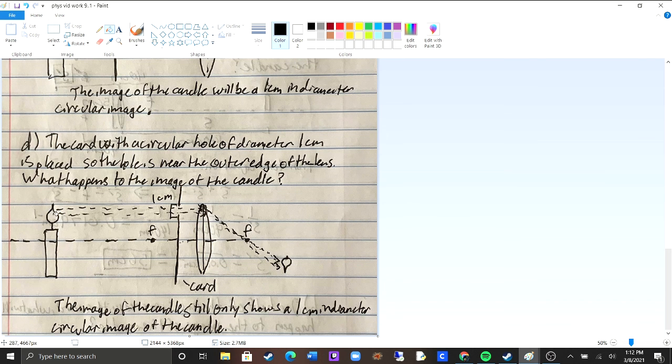and it will still show a 1 centimeter in diameter circular image of wherever this hole is. So if it were up top, we would see the flame just upside down and towards the bottom.